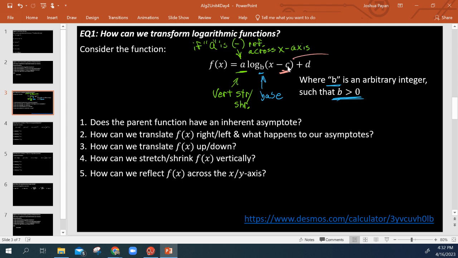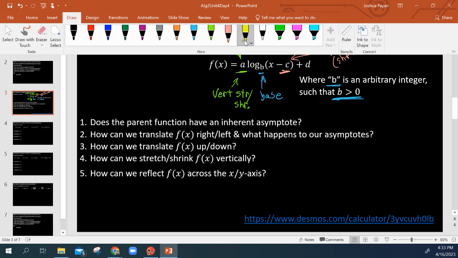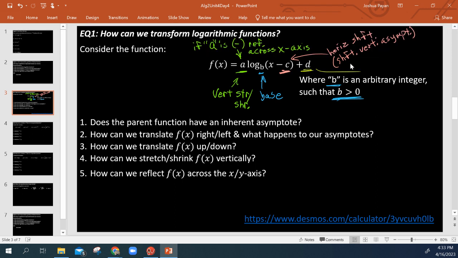Okay. What do you guys think C does? Well, no duh. That's our horizontal shift. And now this is something different for logarithmic functions as opposed to exponential functions. On logarithmic functions, we don't have a horizontal asymptote, we have a vertical asymptote. So this also shifts the vertical asymptote. Okay, and we'll have a graphic for that here in a second. You can already see the Desmos link underneath.